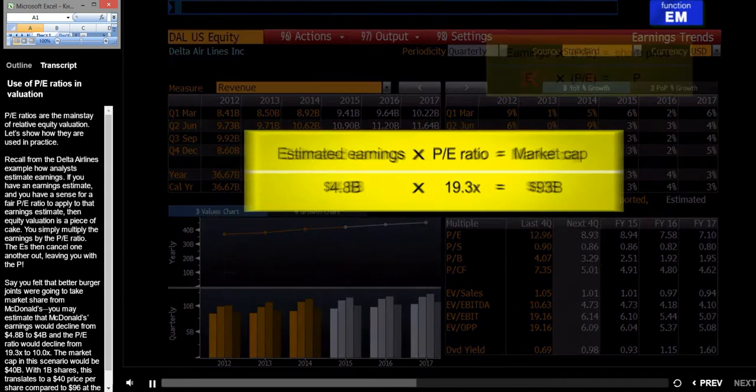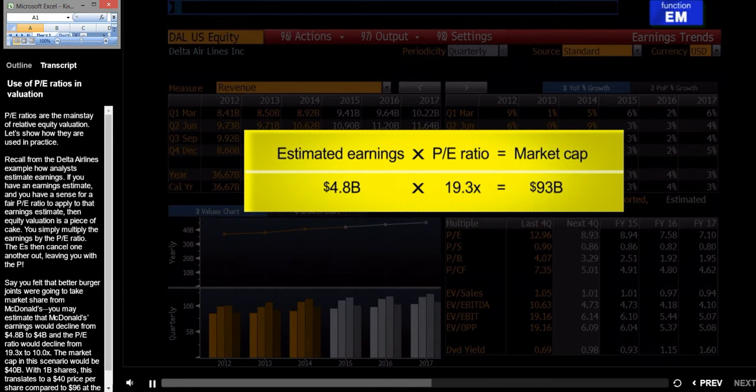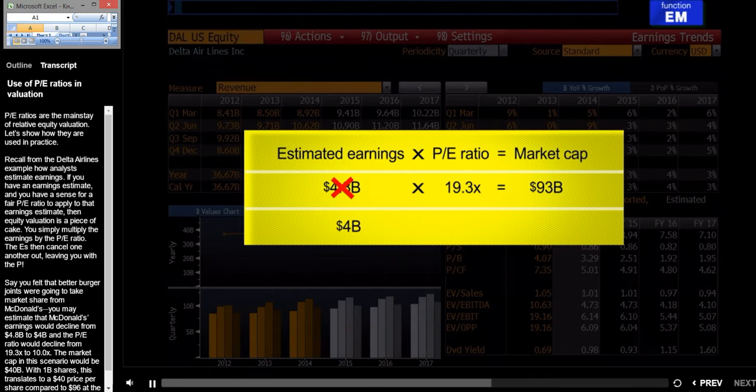Say you felt that better burger joints were going to take market share from McDonald's. You may estimate that McDonald's earnings would decline from $4.8 billion to $4 billion, and the P/E ratio would decline from 19.3 times to 10 times. The market cap in this scenario would be $40 billion. With 1 billion shares, this translates to a $40 price per share, compared to $96 at the outset.